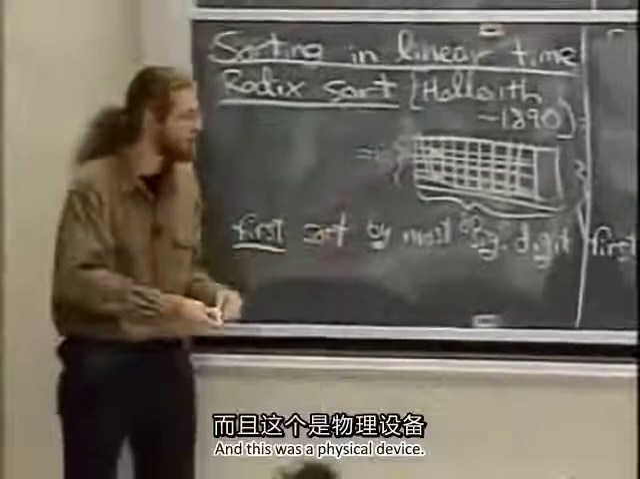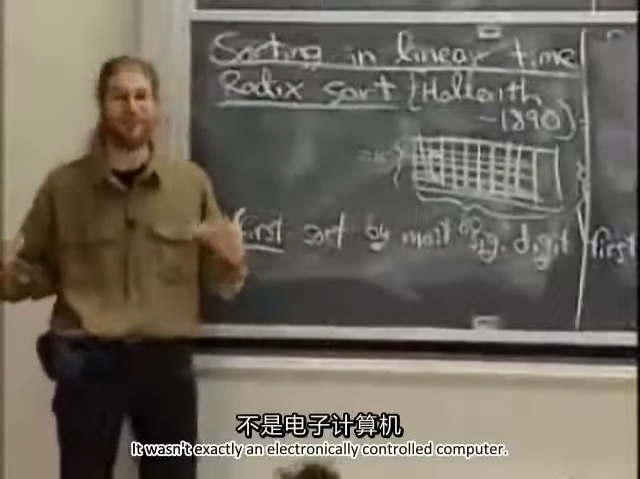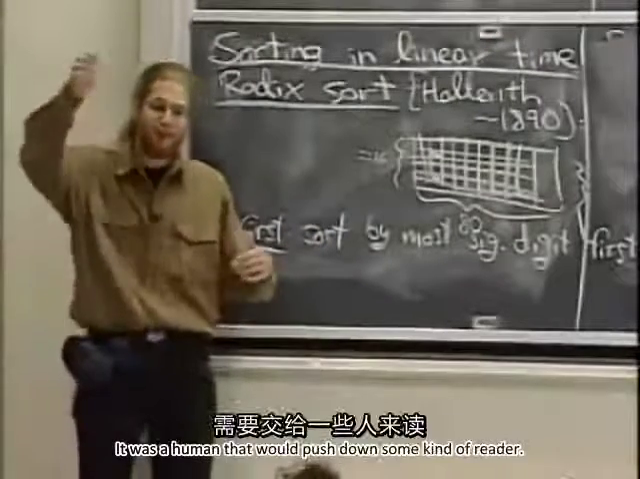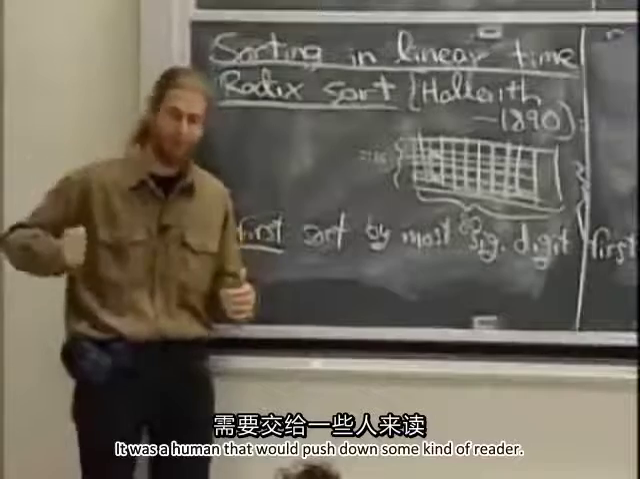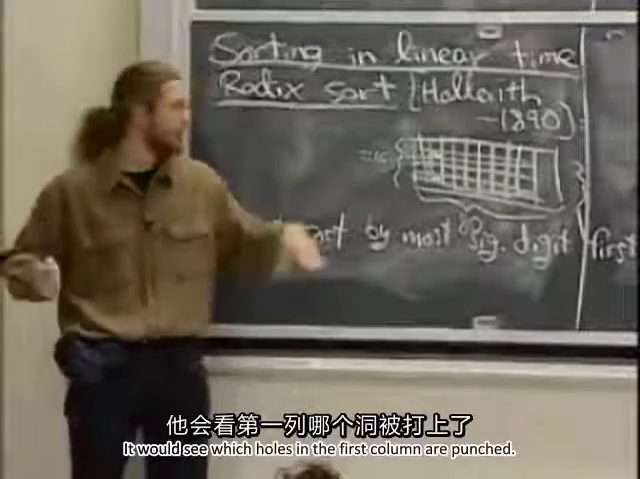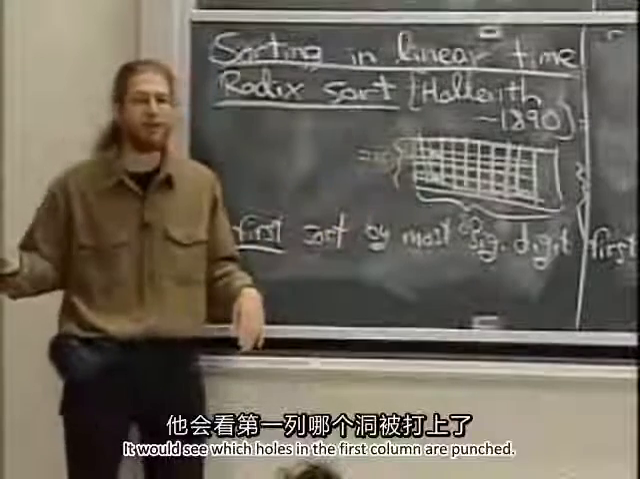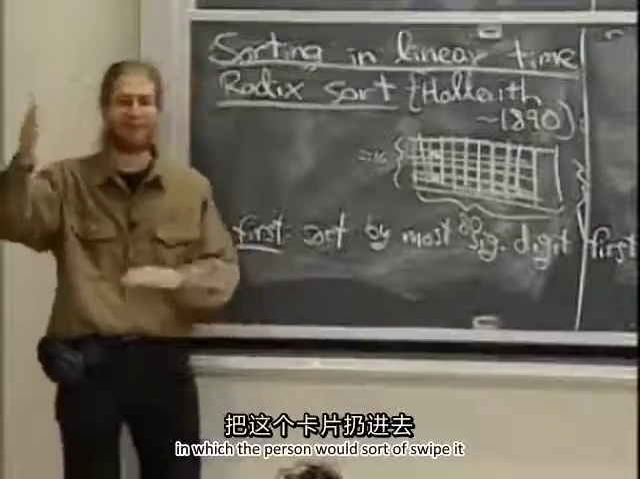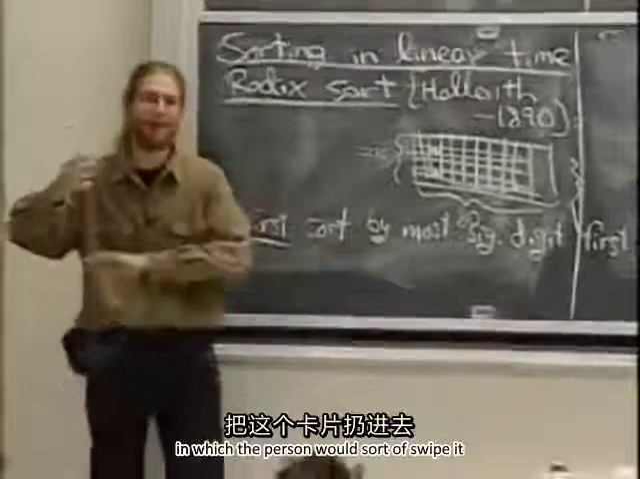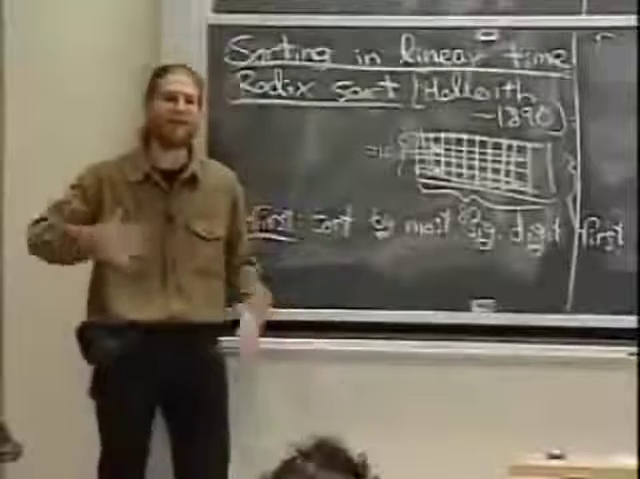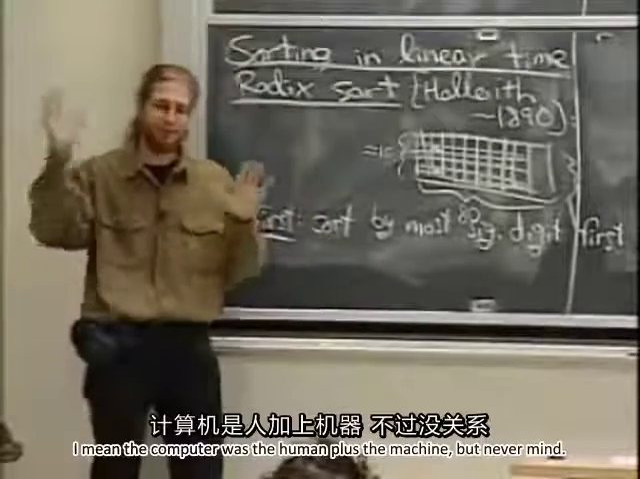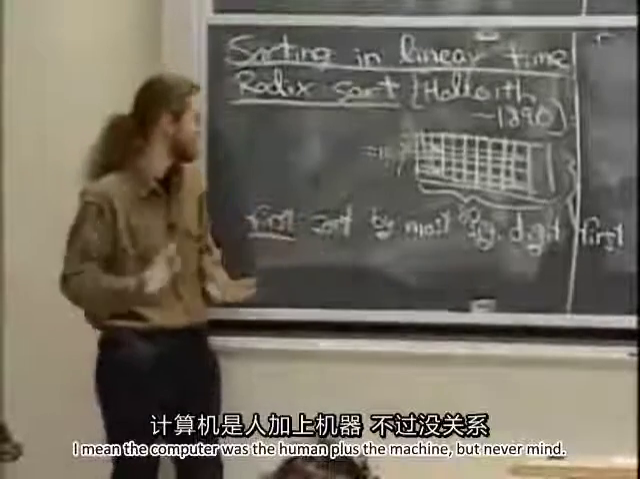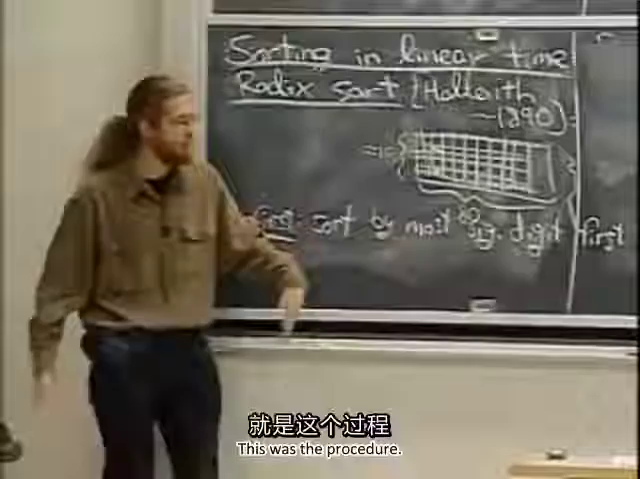And this was a physical device. It wasn't exactly an electronically controlled computer. It was a human that would push down some kind of reader. It would see which holes in the first column are punched, and then it would open a physical bin, and the person would swipe the card, and it would fall into the right bin. So it was semi-automated. The computer was the human plus the machine, but never mind. This is the procedure. You sort into bins.